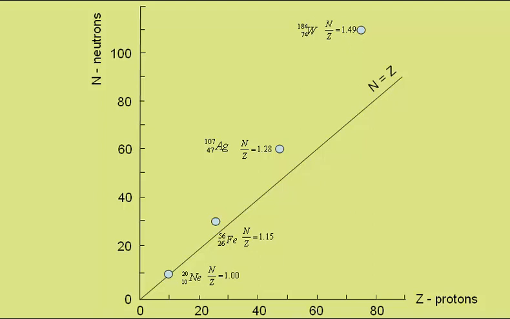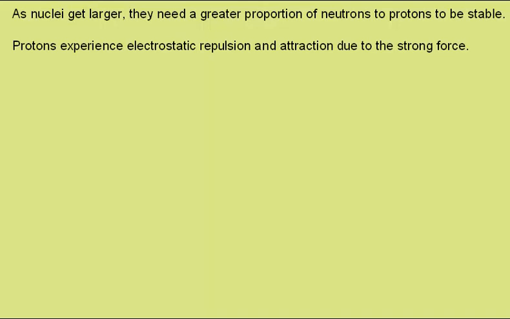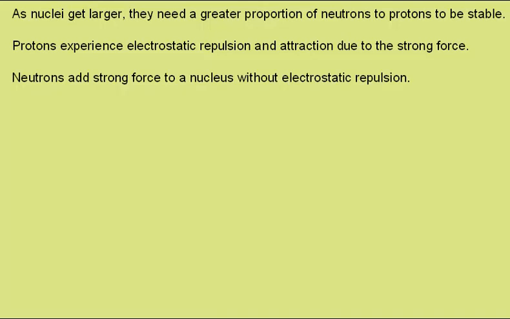If we join these and other stable isotopes, it gives a line something like this. So we see that as the nuclei get larger, they need a greater proportion of neutrons to protons to remain stable. Protons will experience electrostatic repulsion from other protons and will experience attraction due to the strong force from protons and neutrons. Neutrons, however, add strong force to a nucleus without experiencing or providing any electrostatic repulsion.